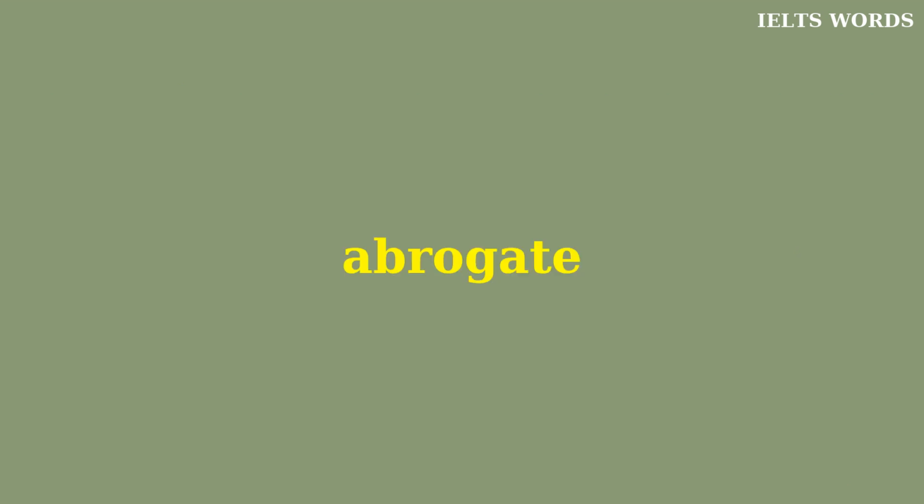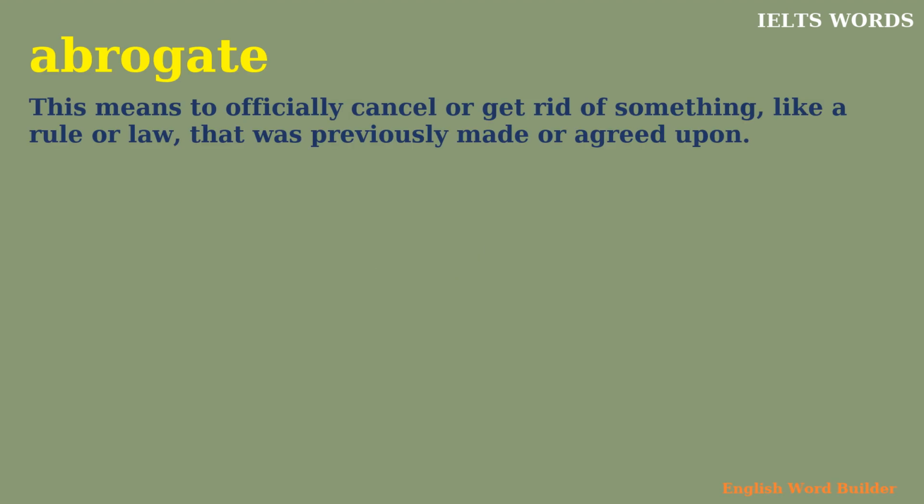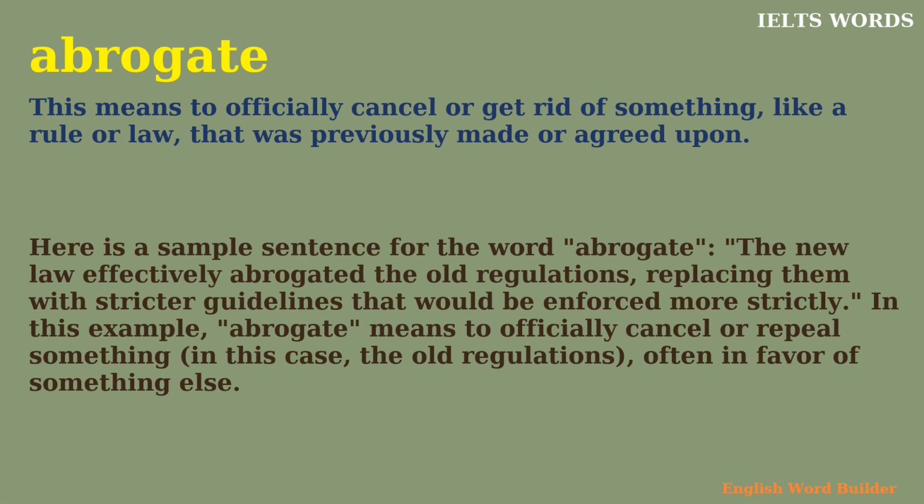Abrogate. This means to officially cancel or get rid of something, like a rule or law, that was previously made or agreed upon. Here's a sample sentence for the word abrogate. The new law effectively abrogated the old regulations, replacing them with stricter guidelines that would be enforced more strictly. In this example, abrogate means to officially cancel or repeal something, in this case, the old regulations, often in favor of something else.